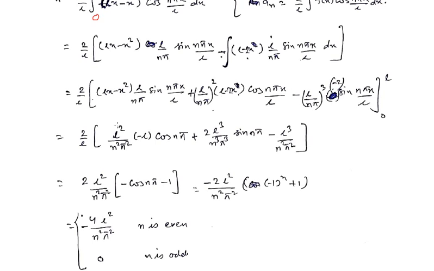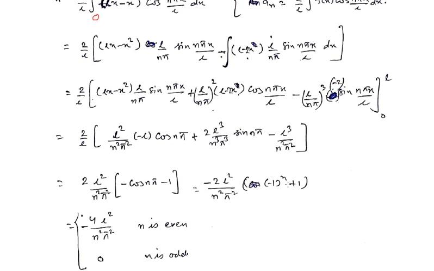From here we take outside L square, L cube upon n square pi square. One L cancels out, so it becomes 2L square upon n square pi square. Here, minus cos n pi minus 1. In place of cos n pi we write minus 1 raised to power n, and taking this minus sign outside, it becomes minus 2L square upon n square pi square, and in the bracket we have minus 1 raised to power n plus 1.